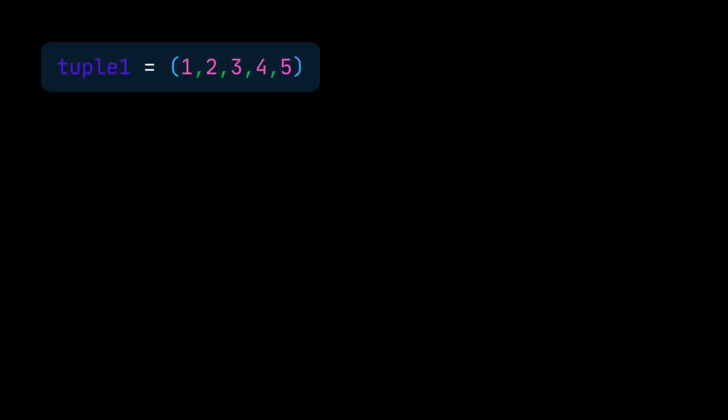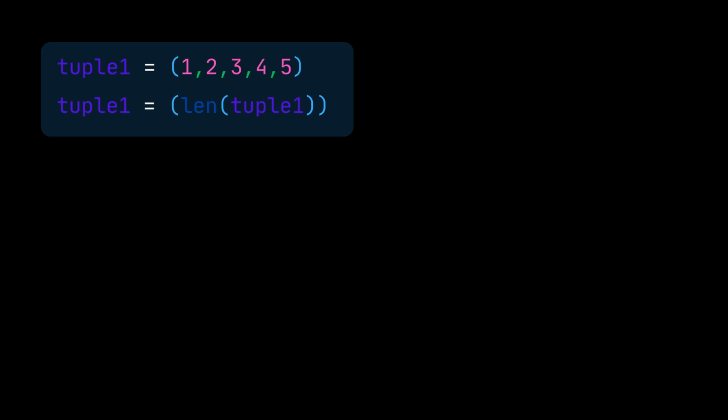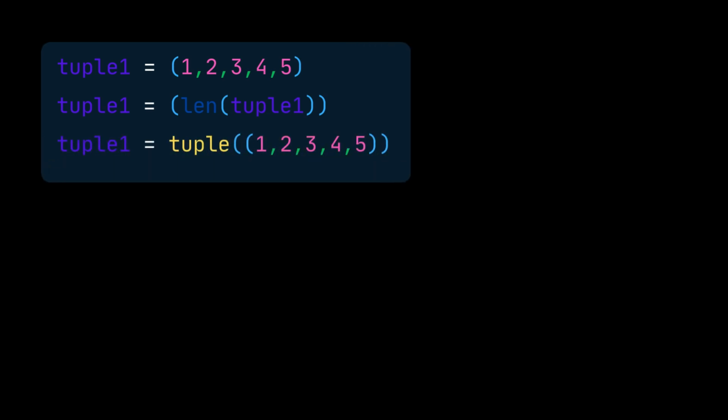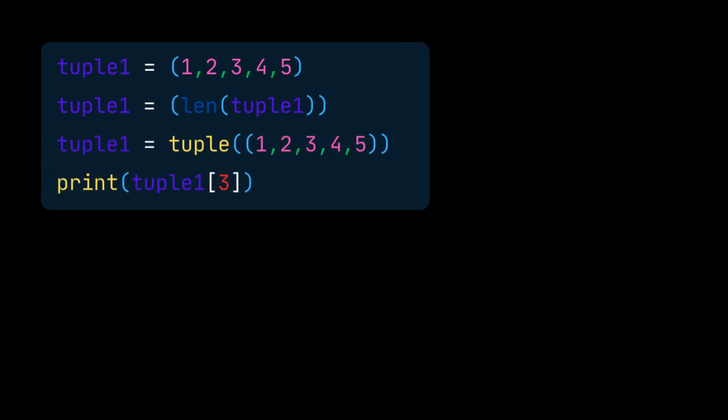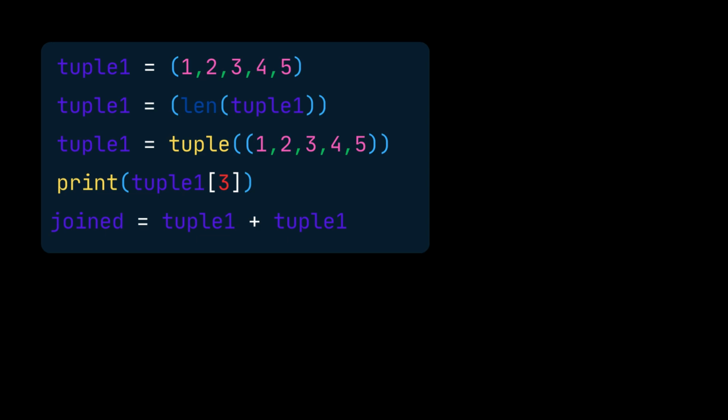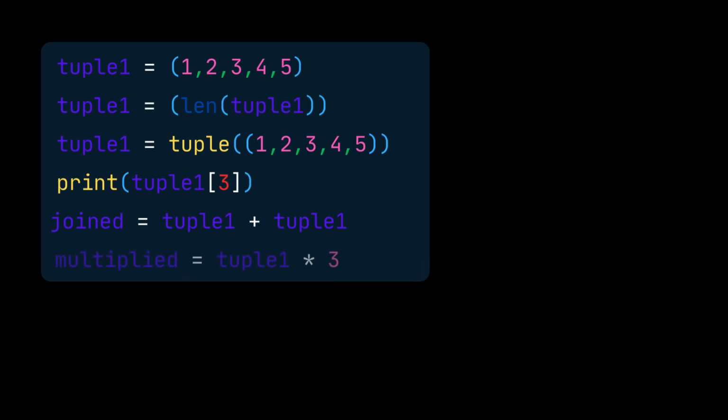Like we can find the number of items in a tuple with the len function. We can also create tuples with the tuple constructor. And to access the items in the tuples, we can use the indexing concept we saw earlier for lists. And to join 2 tuples, we can't use the extend function. So we use the arithmetic plus symbol, and to multiply, we can use the star symbol.